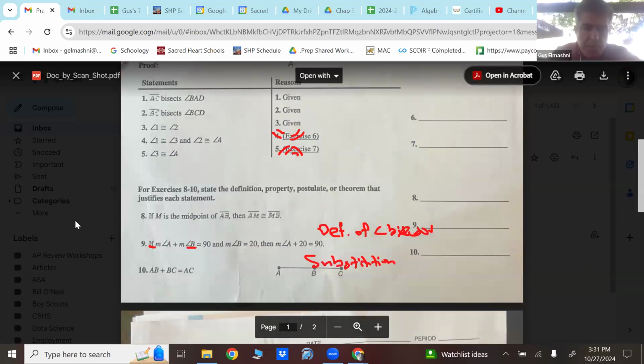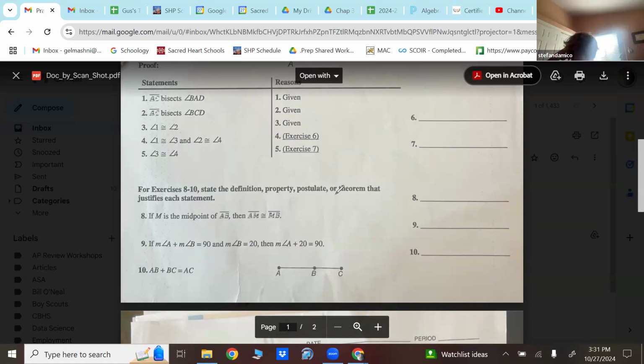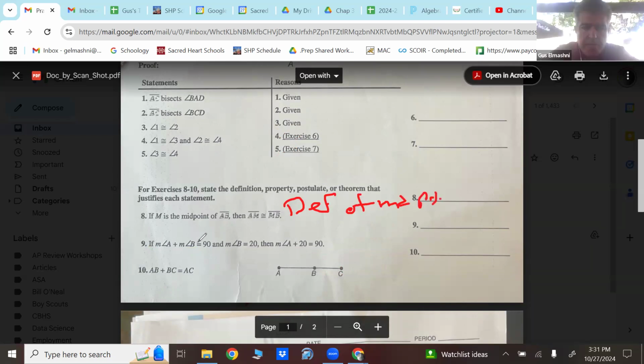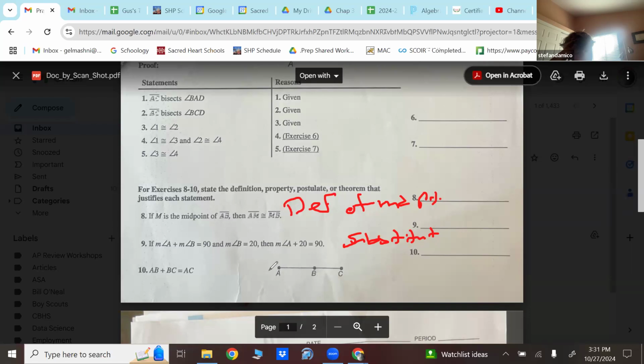If M is the midpoint of AB, then AM equals MB. That's definition of midpoint. If A plus B equals 90 and B is 20, that's substitution. If AB plus BC, that's the segment addition postulate. That's pretty easy.